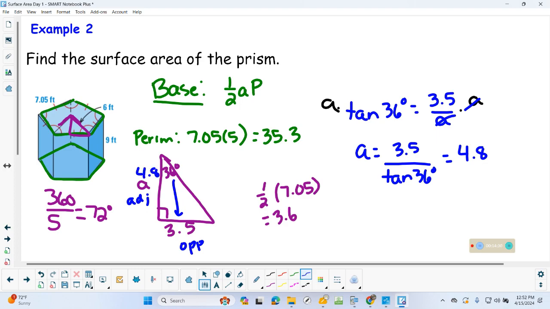Okay, so are you ready to give me the area of that pentagon? Do we have everything we need? We have the apothem. Just got it. We did the perimeter. Let's finish off this area. Okay, so our apothem was 4.8. And we did the perimeter. The perimeter, remember, was 35.3. Okay, punch that in for me. What do you have for that?